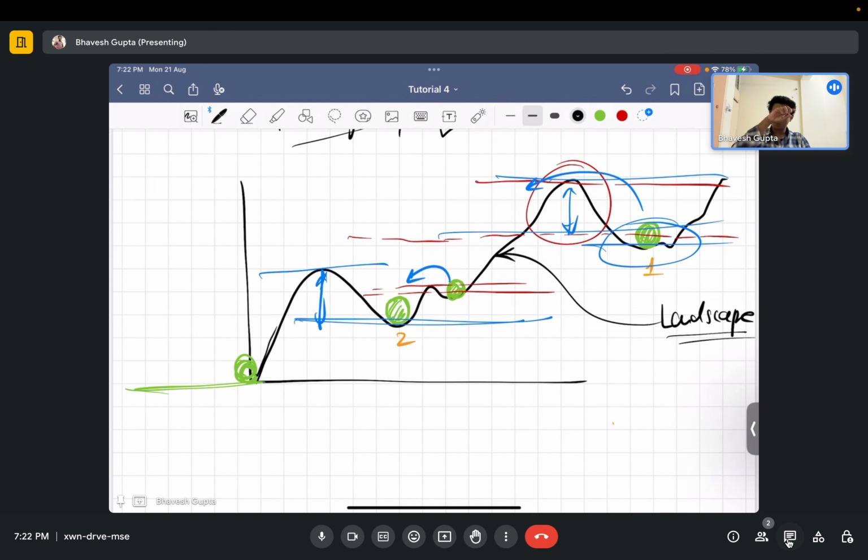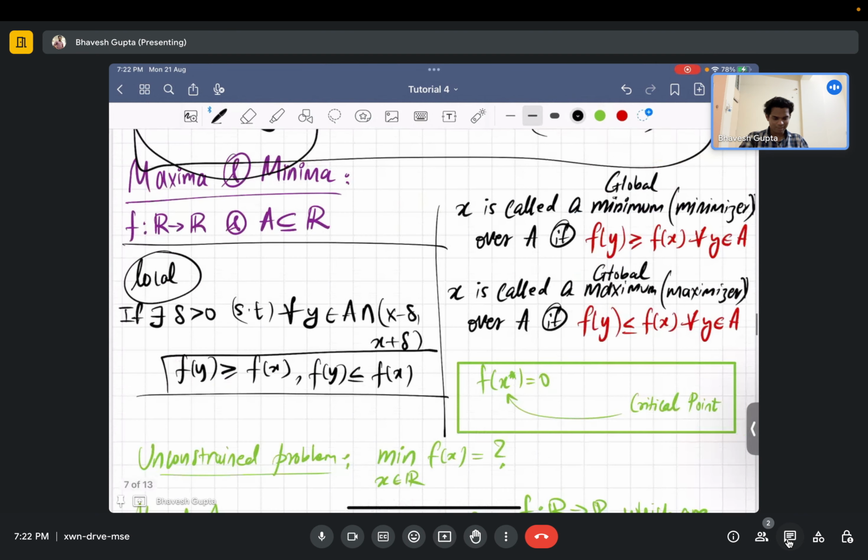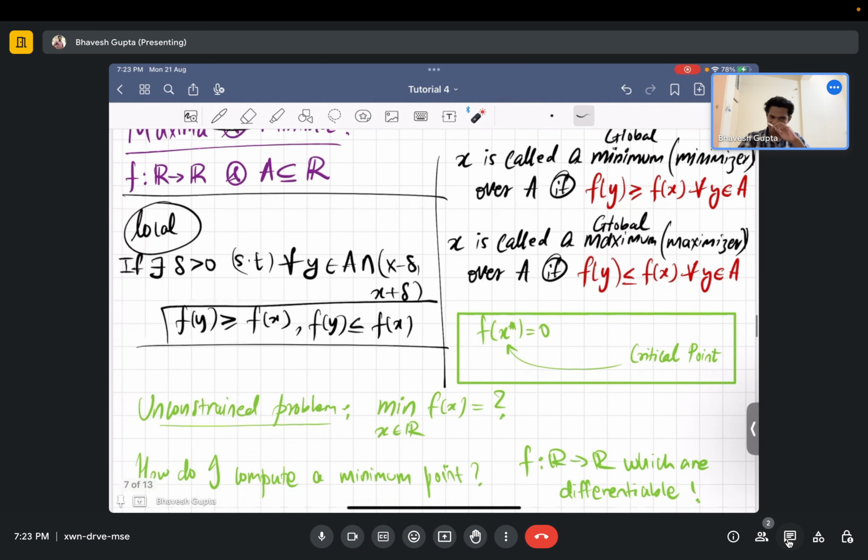Okay, so before solving the optimization problem, you need to know what the landscape is. In mathematics, the landscape is given by this function. This is your landscape, and you want to see where the maxima and minima are in that landscape, so that you can play with this landscape in future. Okay, so that's the idea.